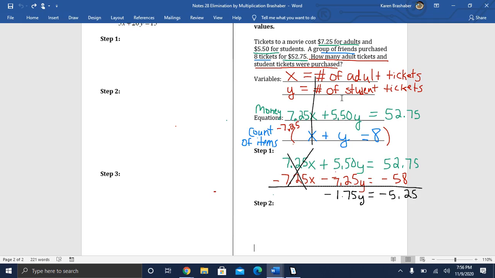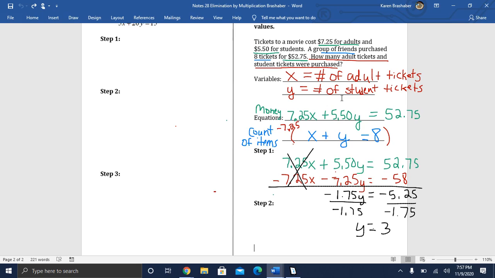And now to get my y value, I will divide by negative 1.75 on both sides. Notice that I'm dividing a negative by a negative, and that'll give me a positive. And that positive number is y equals 3. Remember, you can use Desmos to do this multiplication for you. So that's steps 1 and 2. We've now been able to solve for y. Now, I have y equals 3.